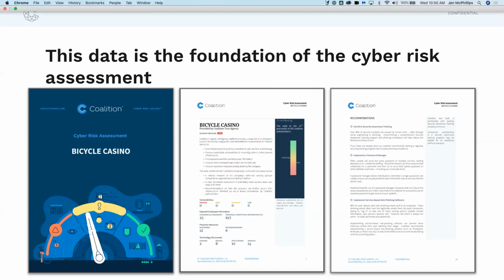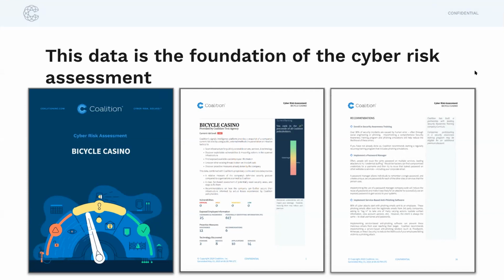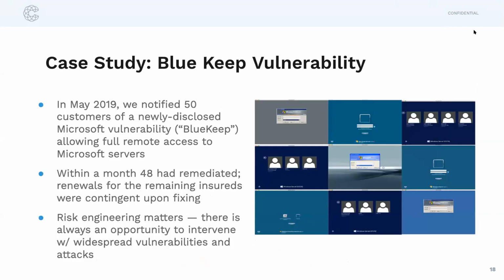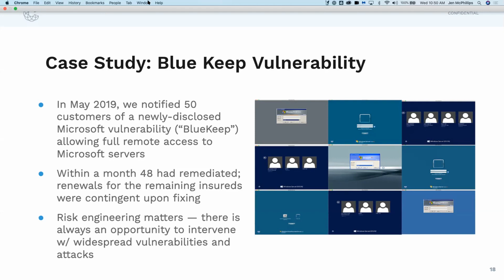And then finally, Tom had mentioned this earlier. On the next slide, we just describe an experience that we had with this particular BlueKeep vulnerability. In May of 2019, we notified 50 customers that we believe were exposed to this Microsoft vulnerability called BlueKeep. This was a very serious one. Within 2 weeks of this notification going out, 46 of the 48 customers had solved this issue.